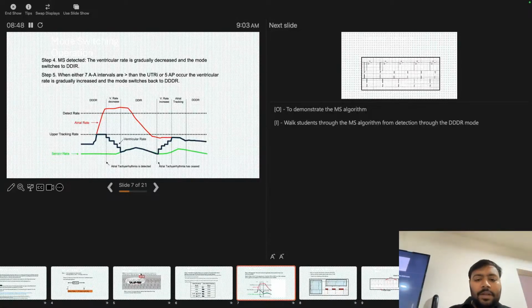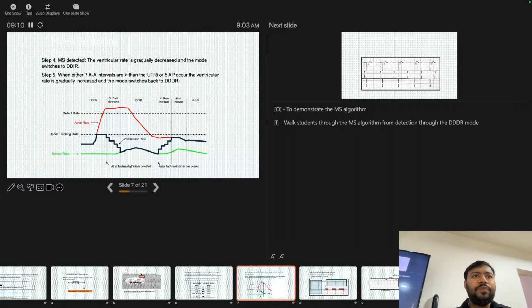How does the device detect whether the atrial arrhythmia has terminated? It is again based on the A-A intervals. It will wait for 5 consecutive atrial pacing events, with the rate gradually falling below the detection rate. Then the device will switch back into the normal mode.